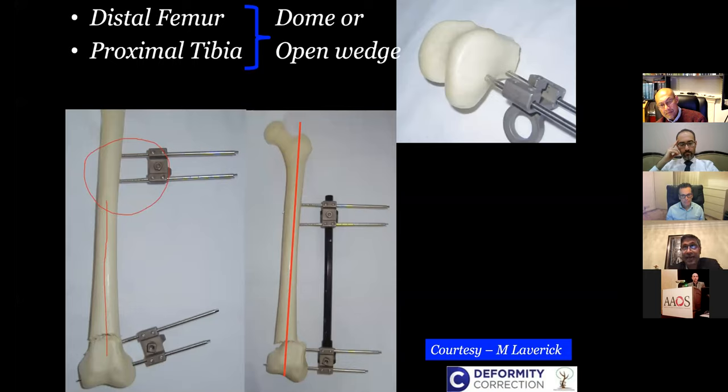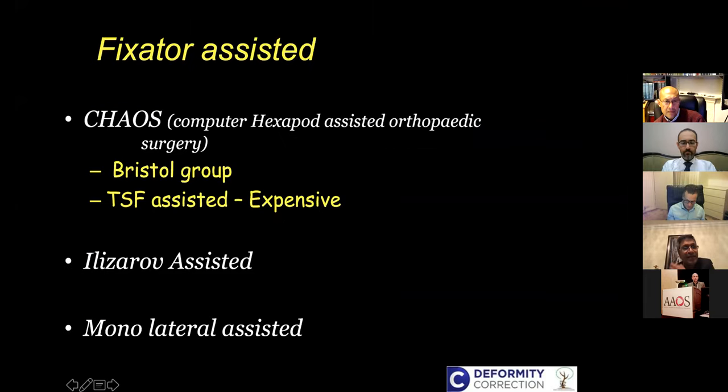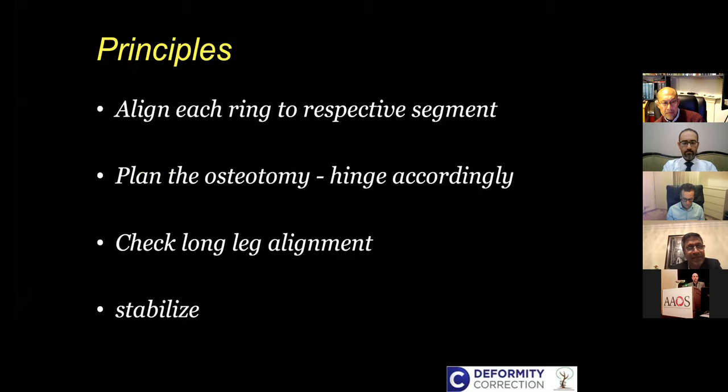And therefore you have to pre-plan it to ensure that you make the right entry point, so your implant is in the right position and holds the deformity. There are a number of methods to use, and Ilizarov assisted, monolateral, hexapod assisted is not very common, but it's expensive, and I don't personally think it's very helpful apart from a few very complex deformities. Now the principles are quite important.